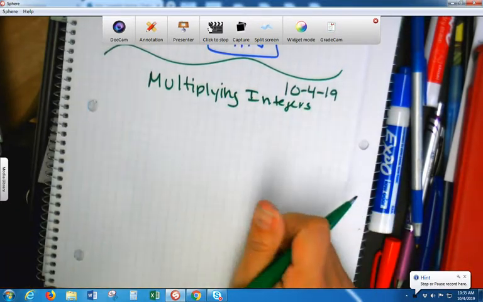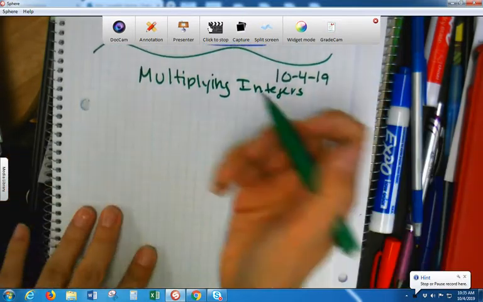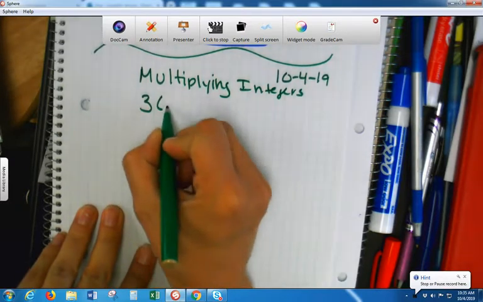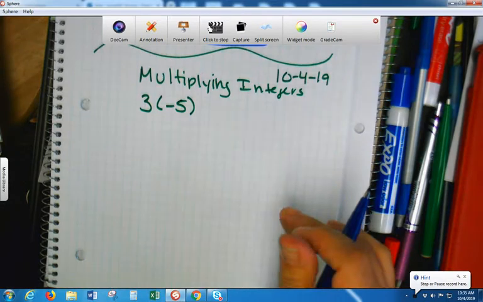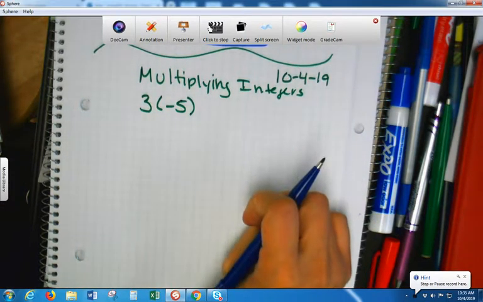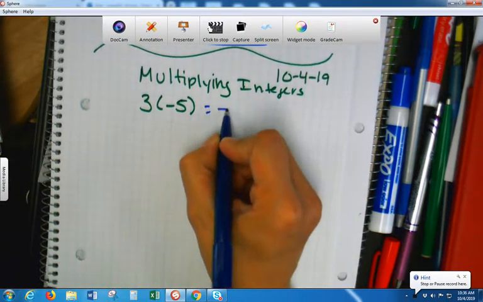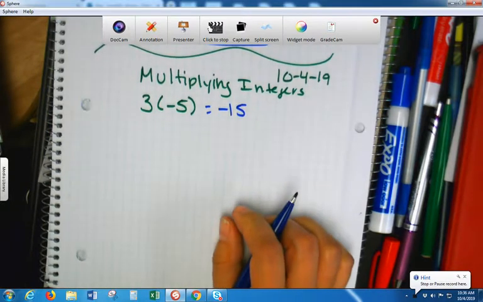Alright, now yesterday we did 3 times negative 5. What is 3 times negative 5? Negative 15. Yep. How do you know it's negative 15? Because you multiply negative 5 times 3. Okay, how do you know it's negative? There's a negative sign. It has more negatives.